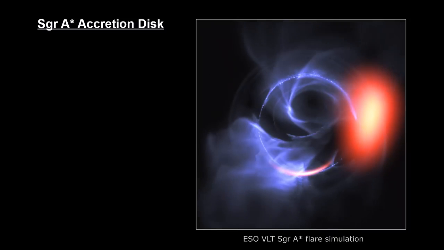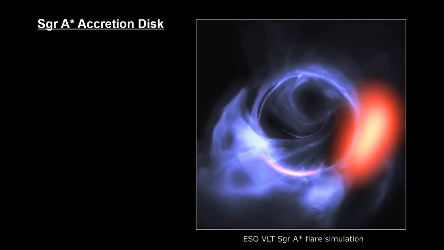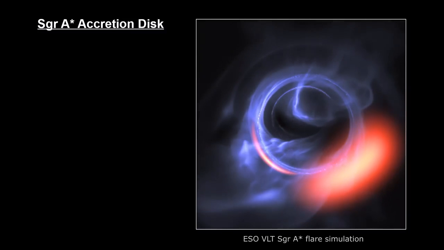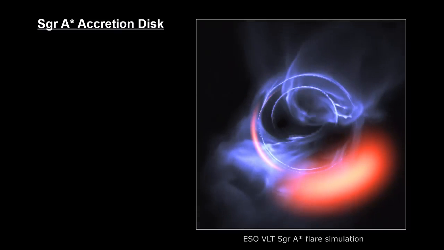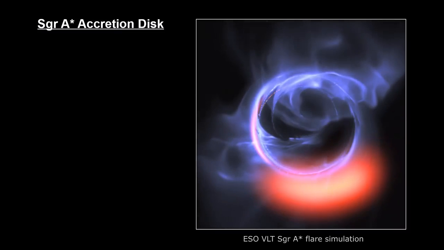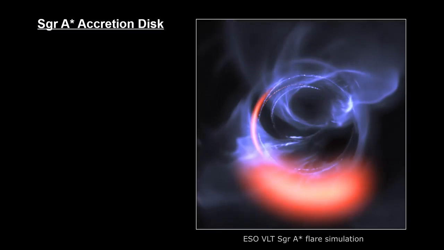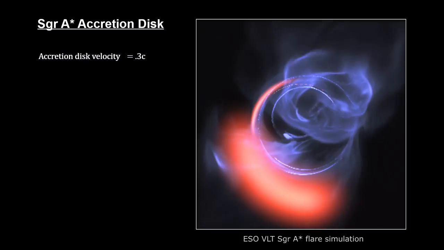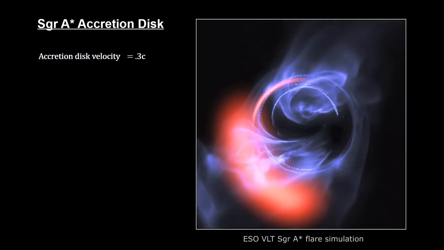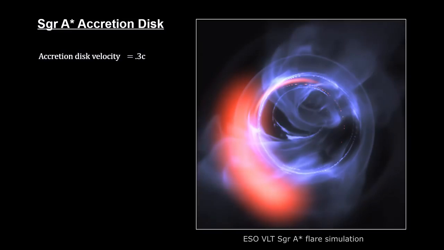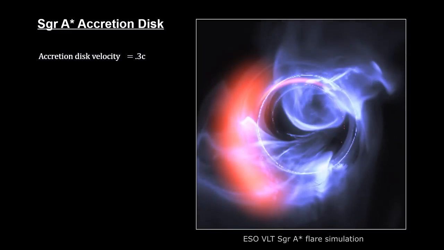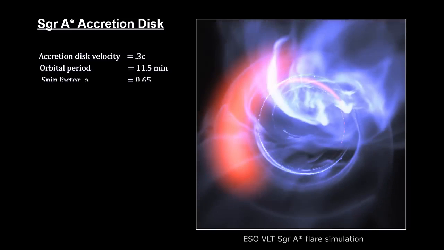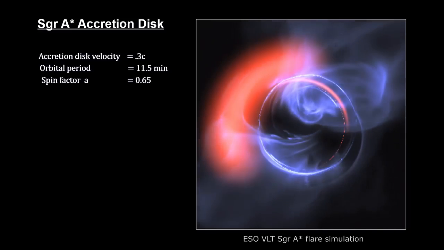In late 2018, ESO's GRAVITY instrument observed flares of infrared radiation coming from the accretion disk around Sag-A*. These flares came from clumps of gas swirling around at about 30% of the speed of light on a circular orbit just outside the event horizon. They indicate that Sag-A* is spinning with a full rotation every 11.5 minutes. This makes the 4 million solar mass Sag-A* a supermassive Kerr black hole.